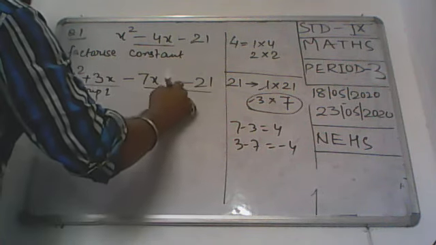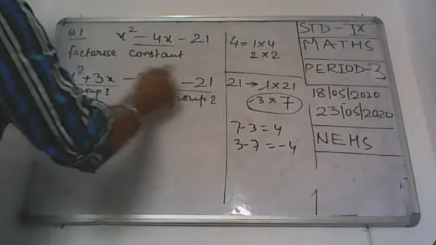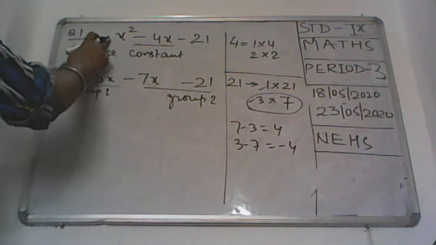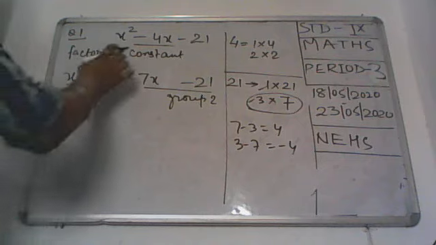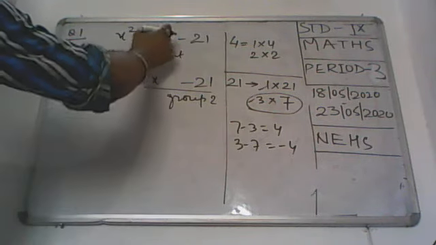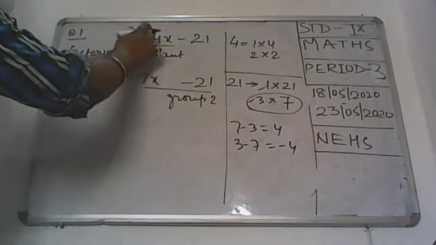This is group 2. When there is no coefficient of x square, we will factorize the constant. Okay. So now in this group, those factors will decide the middle term. So now, see, the middle term has been split.